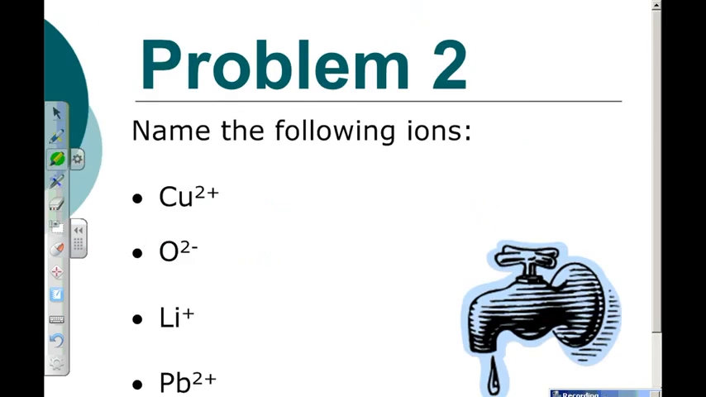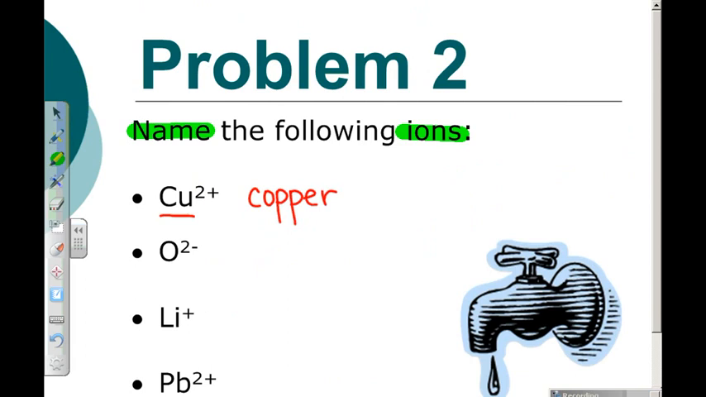Our next example has us writing names for the ions. So in the last example, we were given a name, we wrote a formula. Now we're given a formula and we have to write a name. Here we have Cu. The first thing you need to do is locate Cu on your periodic table. Cu is the symbol for copper, so I'll start by writing its name. It's a metal, so its ending doesn't have to change.